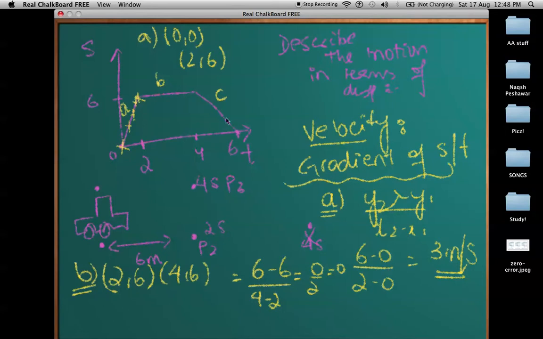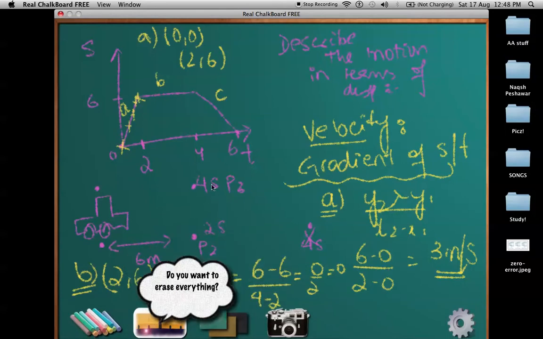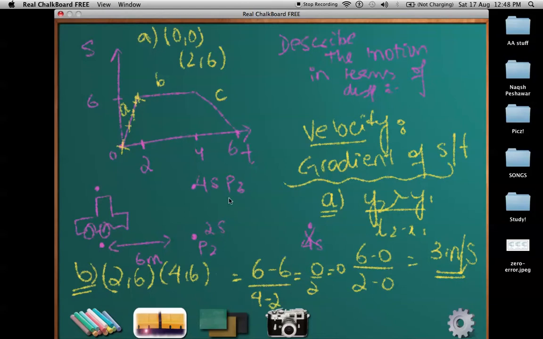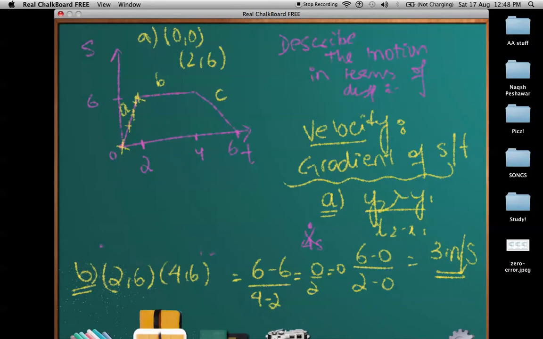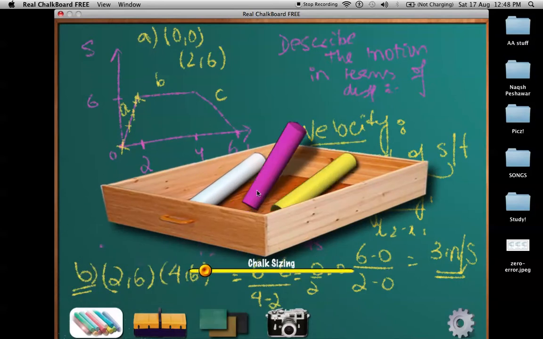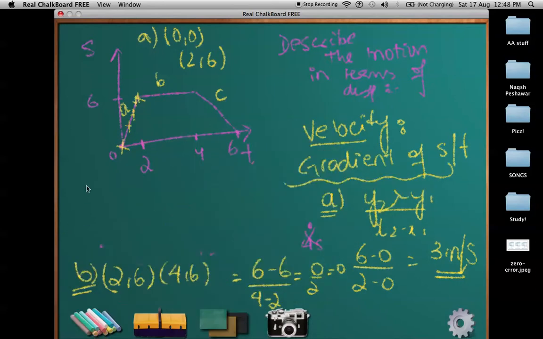Now for this section, part C. I don't have much space here, but I want to do it here, so let me just erase this thing from here. Okay. Let me just talk about point C.